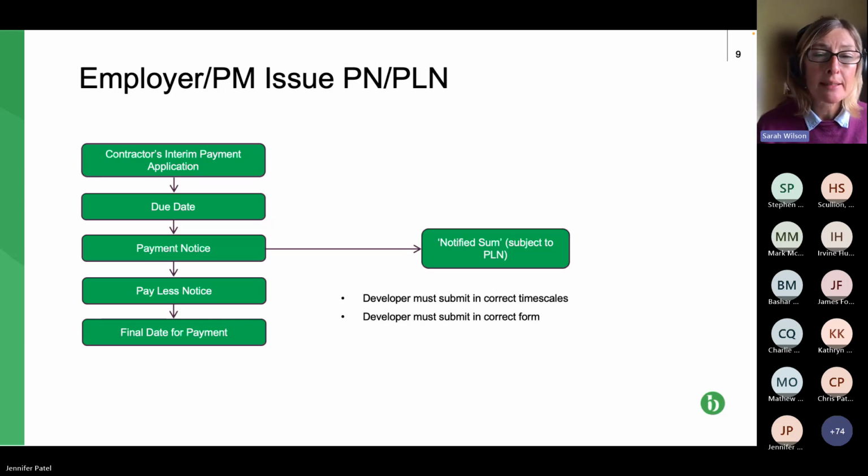So that's the process. On the right-hand side, if a payment notice is submitted, then, assuming it complies and is valid, that immediately becomes the notified sum, the sum that's going to be paid, subject to what the pay less notice might say, which comes later. The purpose of the pay less notice, it is thought, is that it comes a little bit later. So you might serve your pay less notice, as a contract administrator or a contractor in a subcontract, and then a couple of days later find some defects in the work, and you might want to make a reduction to reflect those defects until they've been remedied.